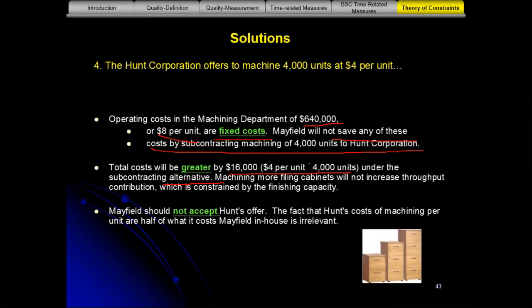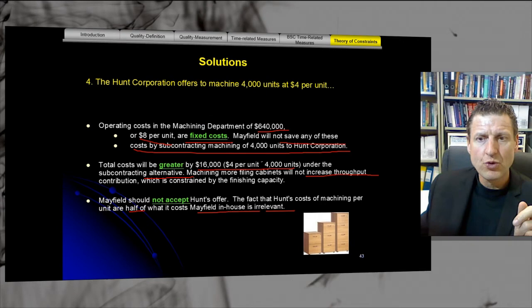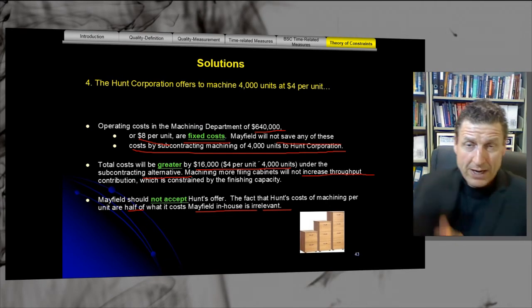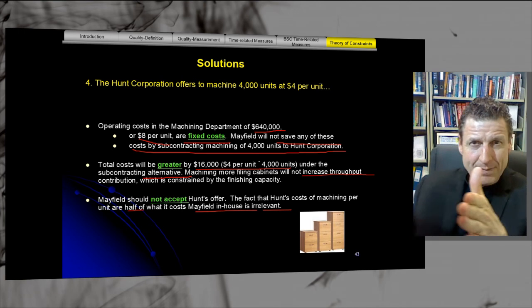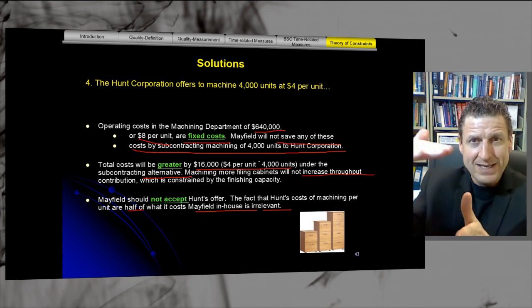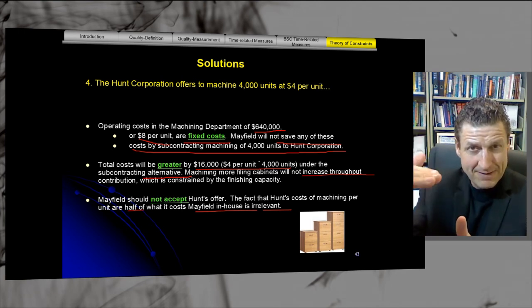Okay, so Mayfield should not accept Hunt's offer. The fact that Hunt's costs of machining per unit are half of what it costs Mayfield in-house is irrelevant. Machining more filing cabinets will not increase throughput. Machining, finishing. It's got to go all the way through. It can't just stop at machining and pile up as inventory. That's the objective function here.